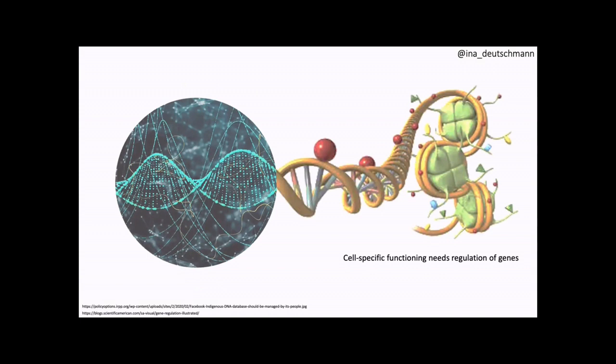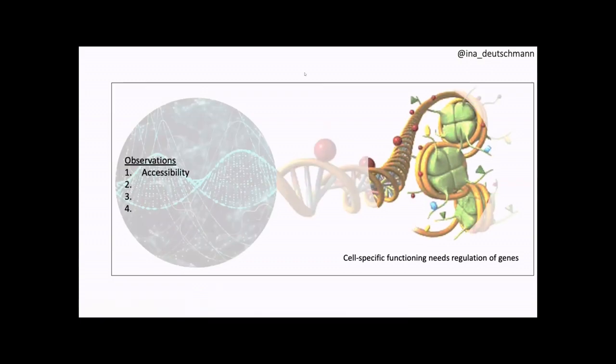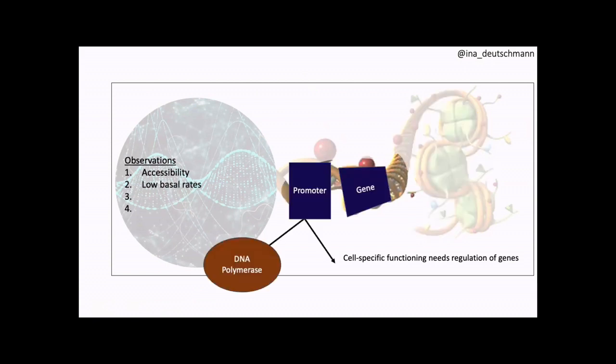Here, I want to give you quickly 4 observations. The first observation is that in order for a gene to be turned on, that is, for a gene to be transcribed, the DNA needs to be accessible. If the DNA is very tightly packed, then the gene cannot be transcribed. Even if the gene is accessible, we observe only low basal rates of gene transcription because it needs much more than the accessibility of the DNA and the presence of the DNA polymerase.